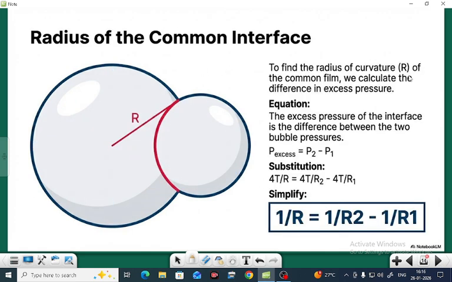Radius of the common interface. To find the radius of curvature r of the common film, we calculate the difference in excess pressure. The excess pressure of the interface is the difference between the two pressures, that is P2 minus P1. Substituting, we get 4T by r equal to 4T by r2 minus 4T by r1, or simplifying that, 1 by r equal to 1 by r2 minus 1 by r1.